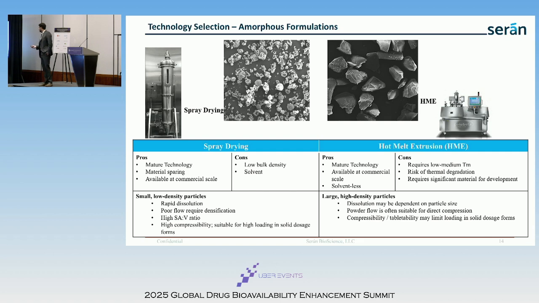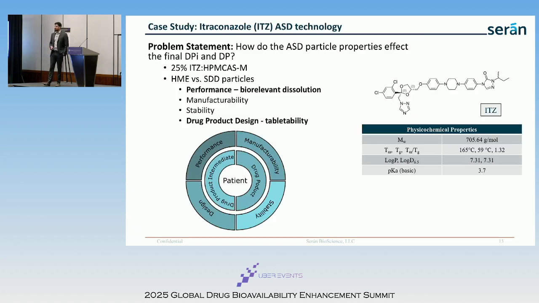So to kind of illustrate these, we turn to itraconazole, well studied, there's a wealth of literature on it, right? So we're not looking to find the optimal formulation here. We're trying to understand how our technology choices affect our final drug product, right? So we're gonna look here at STDs and HMEs that we made of this formulation, and we're gonna compare the powders through biorelevant dissolution, and then we're going to look at the manufacturability and tabletability of those ASDs.